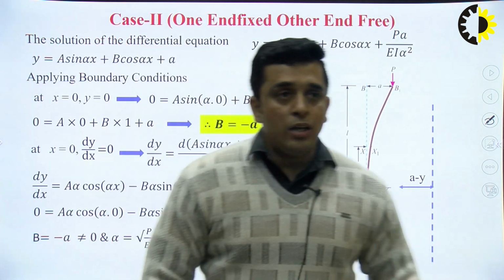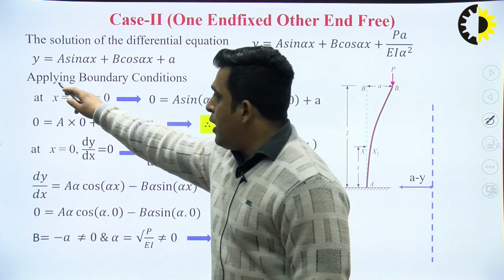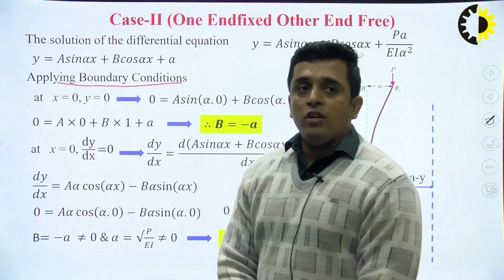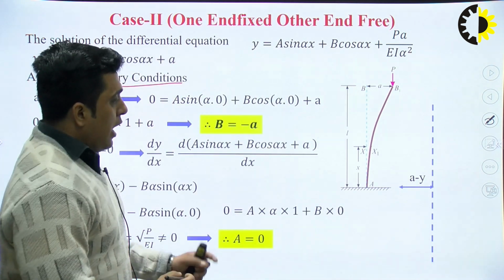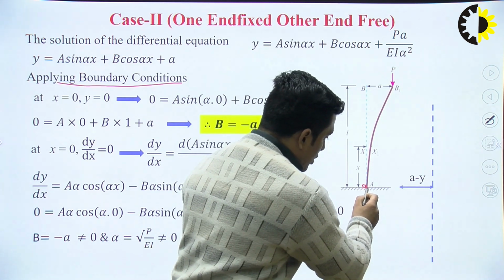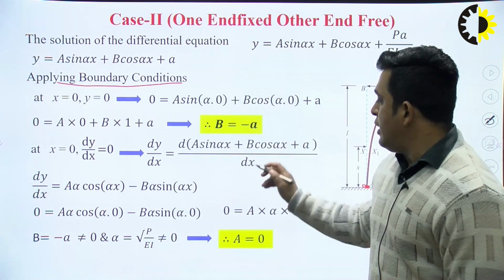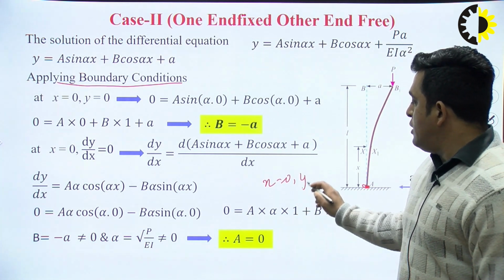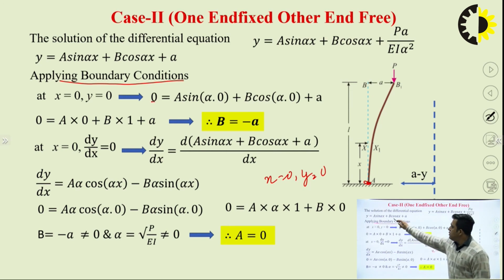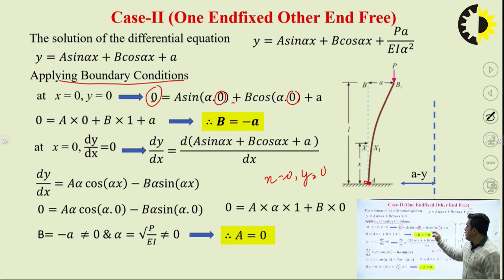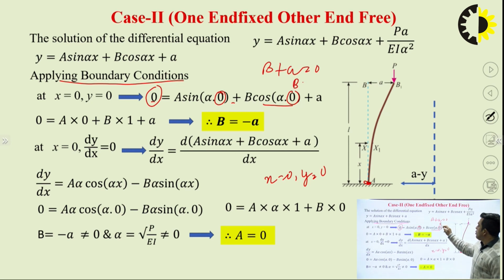As you can see, if I apply boundary conditions for calculating the different values of the constants, at x equal to 0, if I am at this point, y is 0. Put that value, replace x by 0, and y is 0 again. On solving this, because we know cos 0 is 1, B plus A equal to 0, so you will get B equal to minus A.